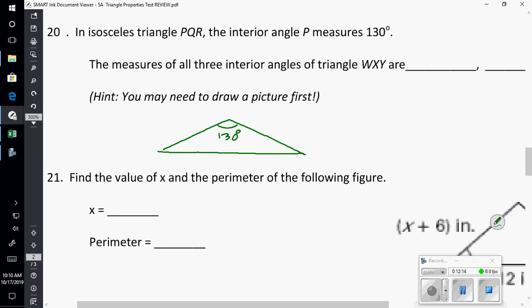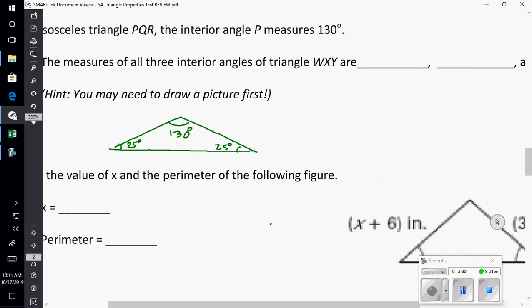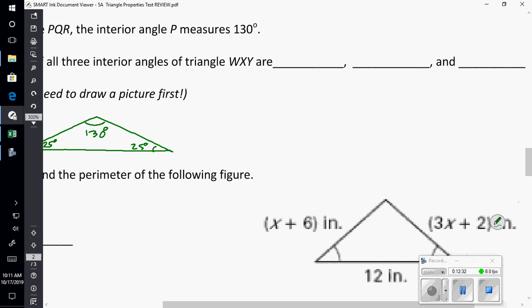So these 2 angles are going to be congruent. And I need 50 more degrees to give me 180 total. So that means each one will need to be 25 degrees. So the measures of all 3 interior angles, W, X, Y, are 25, 25, and 130.